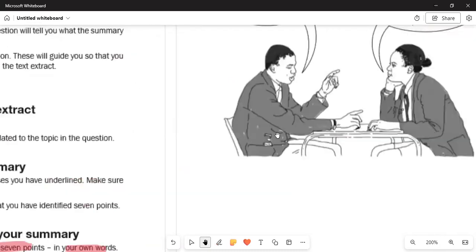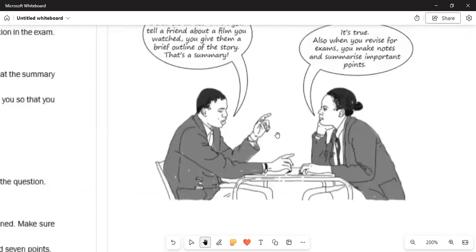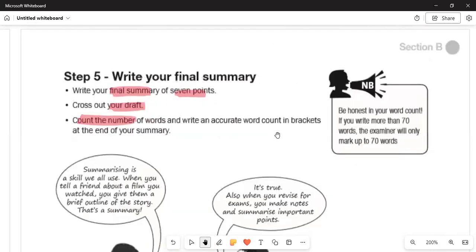And then if we are moving on again, we can see the final 7 points. Cross out your draft work, count the number of words, and write an accurate word count in brackets at the end of the summary. They should be up to 70 words, or the words that have been stated on your question paper.